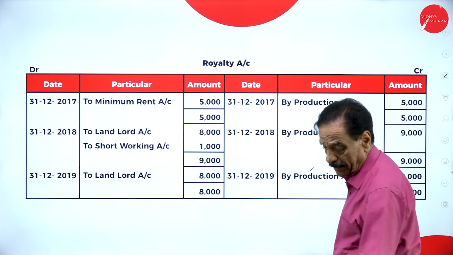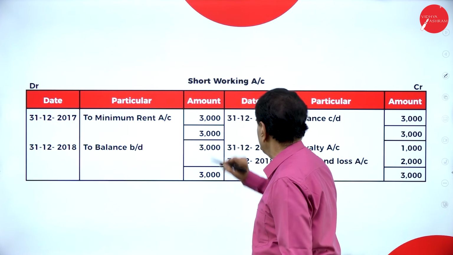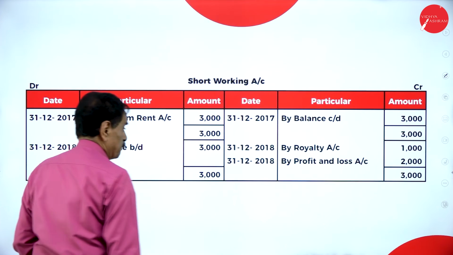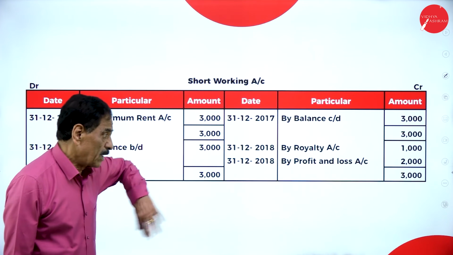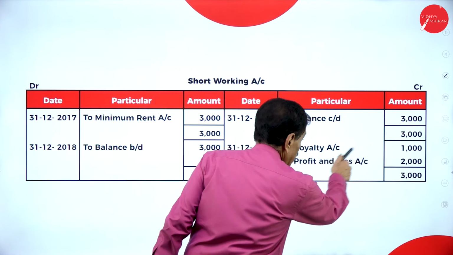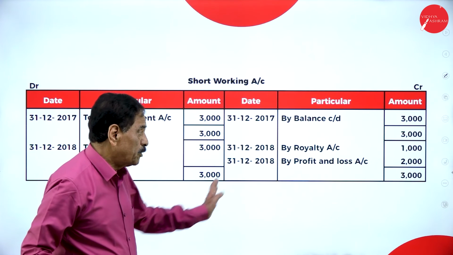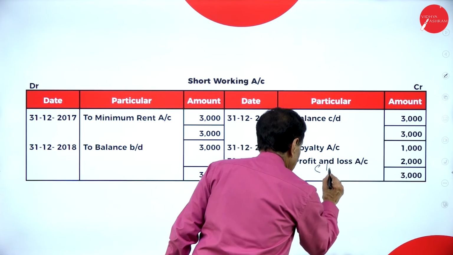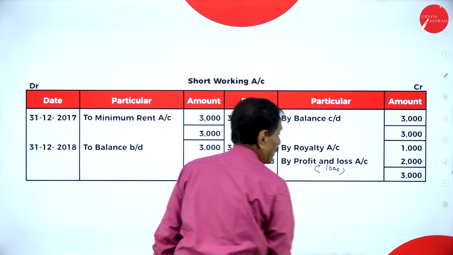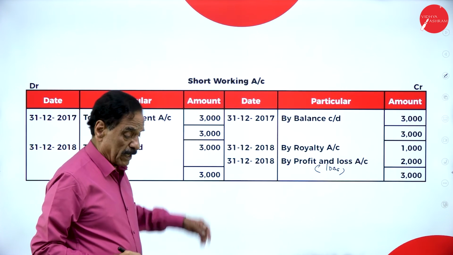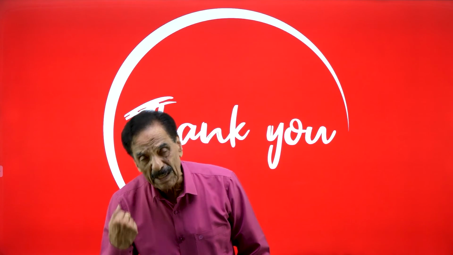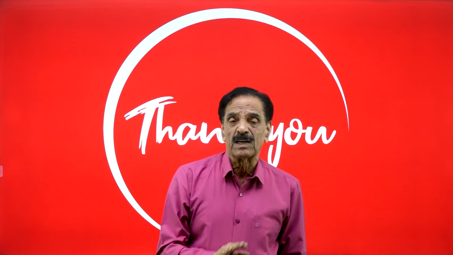Just a transfer entry. Then short working to minimum rent 3,000. By balance carried down 3,000. Same thing has been brought down here, 3,000. Royalty is recovered. How much? By royalty recovered 1,000. How much could we not recover? 2,000, which is a loss. Profit and loss account debit to short working account. Hope you understand. I passed the journal entry and also the ledger.